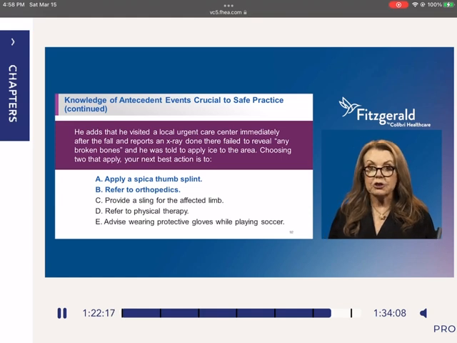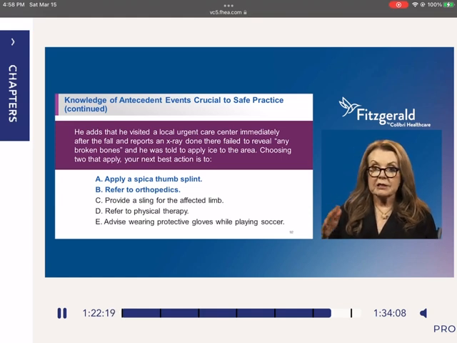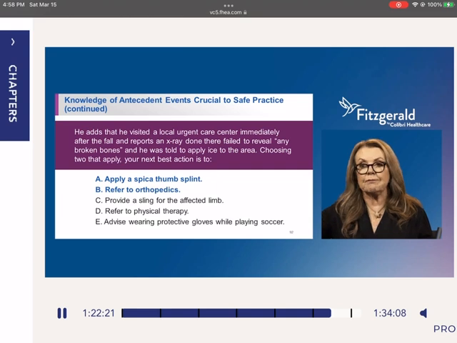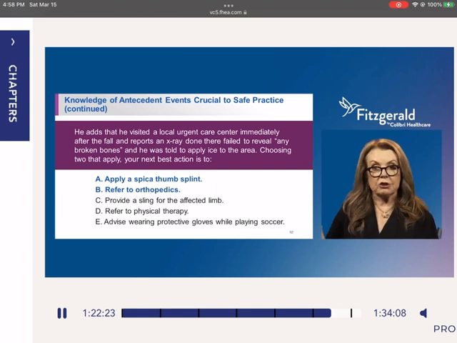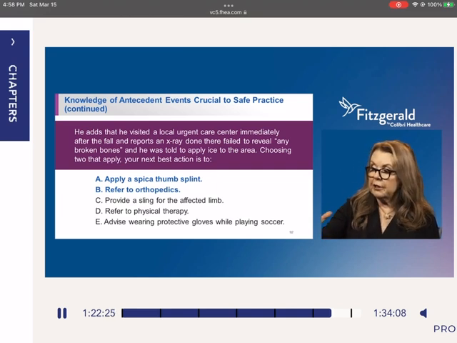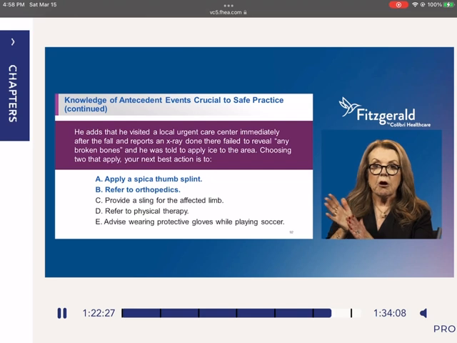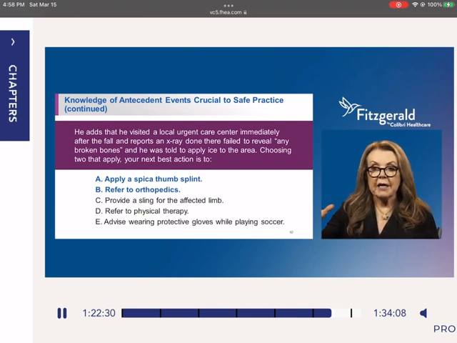I bet he was messing around playing soccer with some friends and he slipped and put his hand out, which is a natural reaction, and he landed on it. The bones in the hands are pretty delicate. The spica thumb splint will be very helpful for stabilizing what's going on.